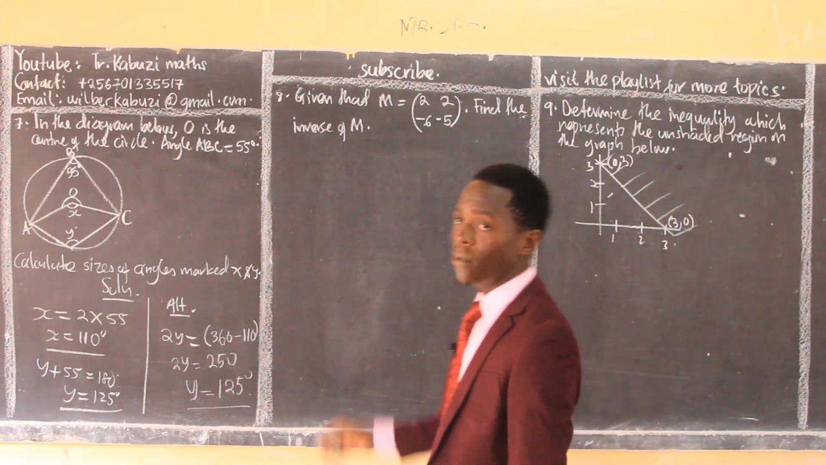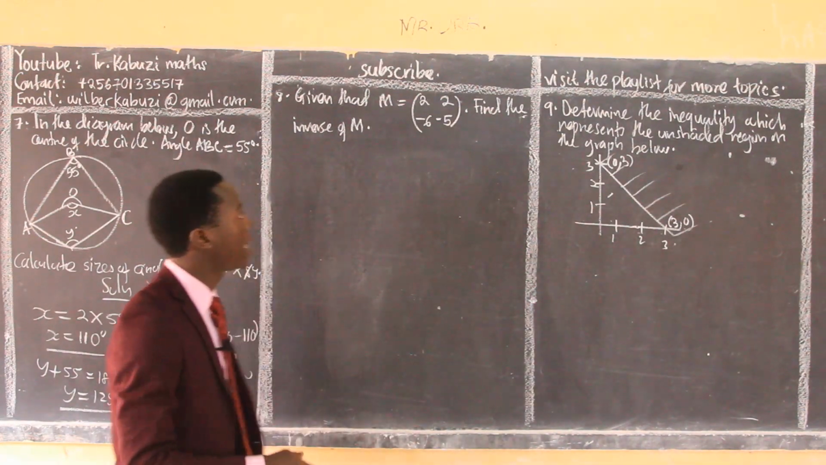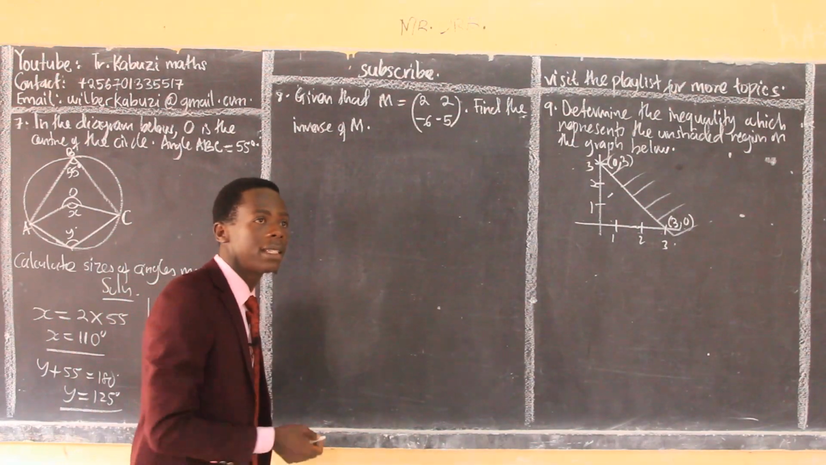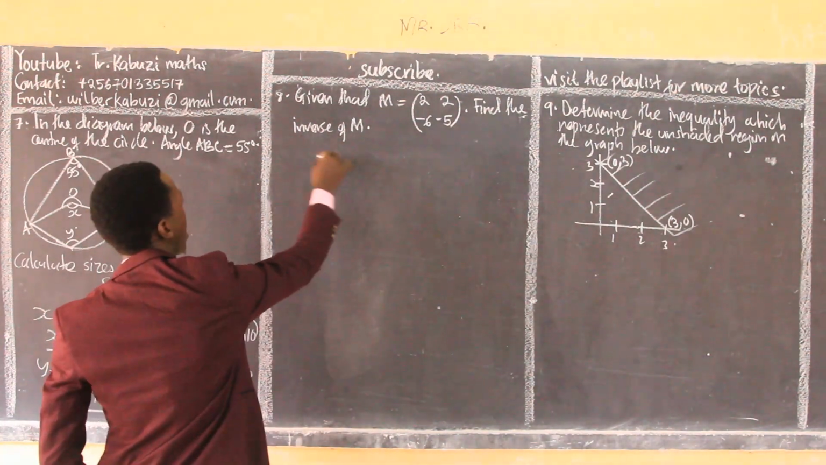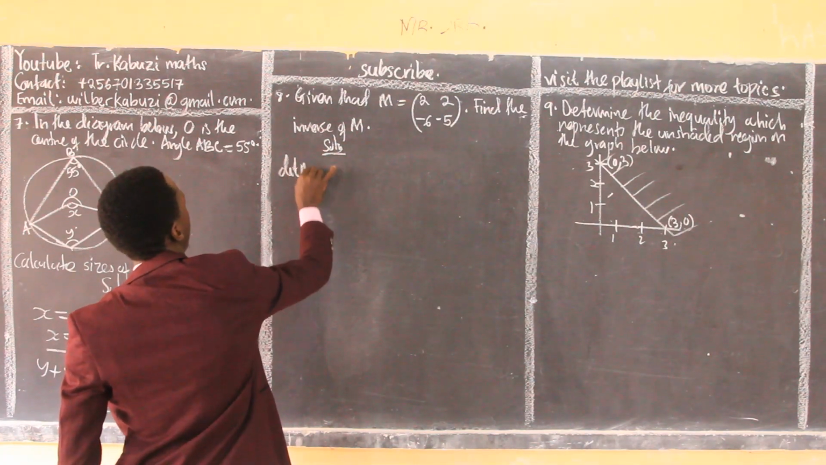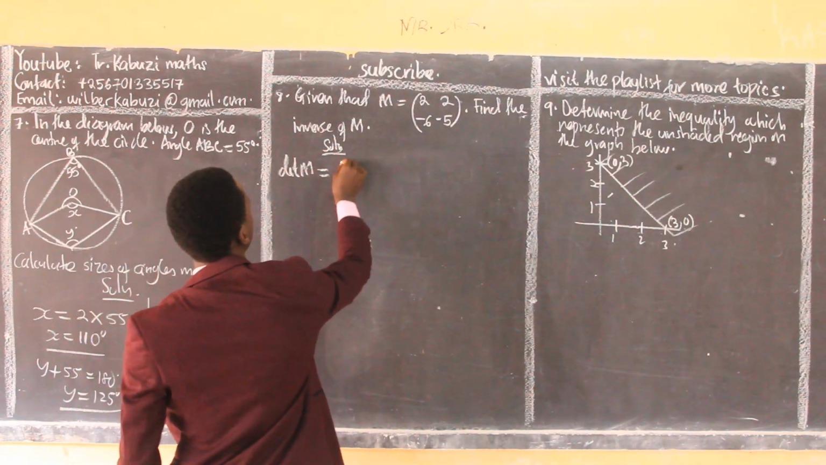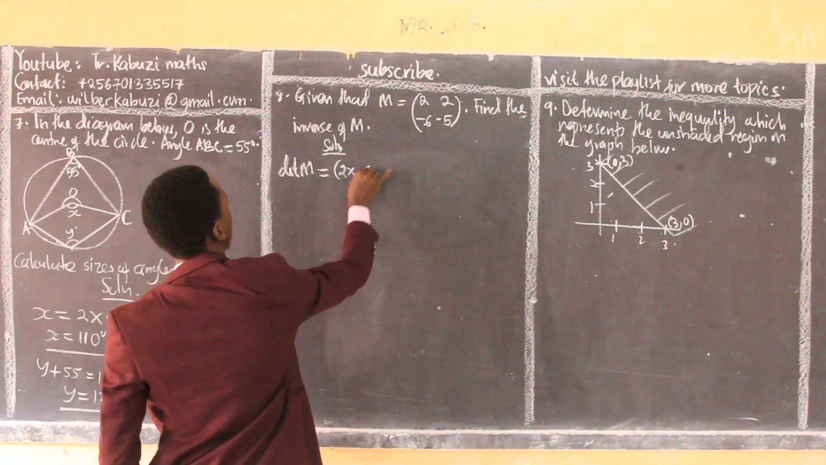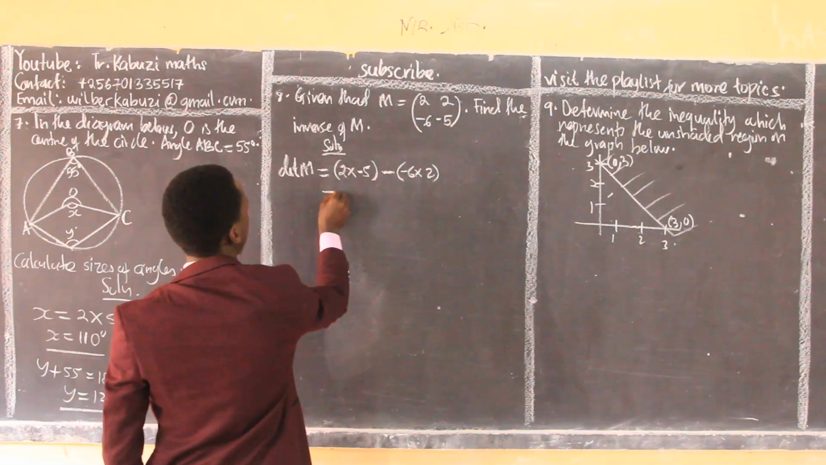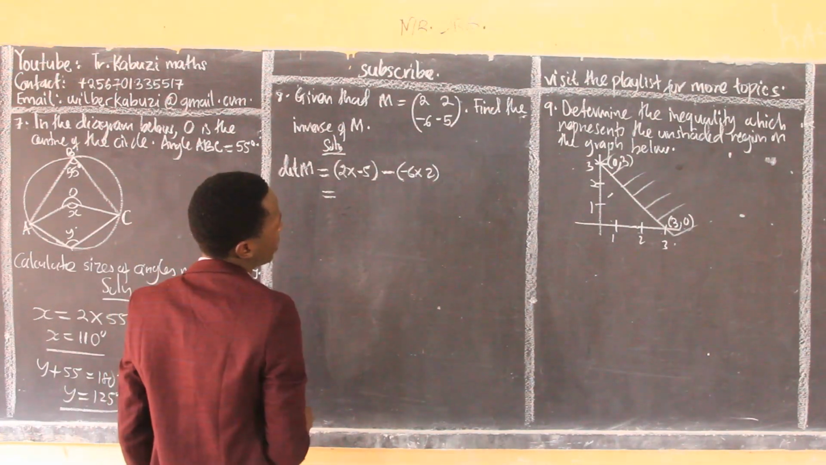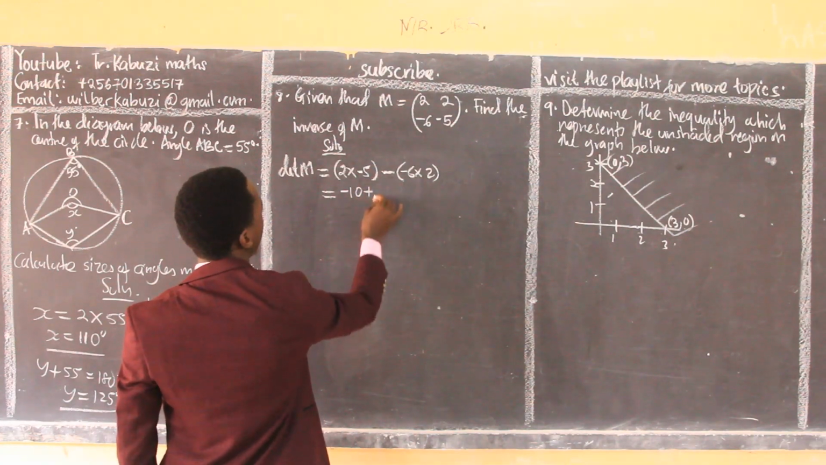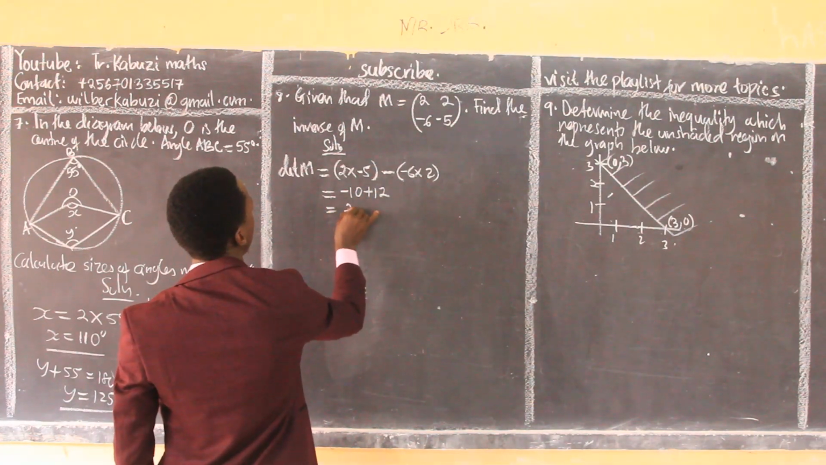Okay, now this one was coming from matrices, which was saying find the inverse of m. In order to get the inverse, we need the determinant and the adjoint. So in my solution, I get the determinant of m, and then minus, and this will be negative 10 plus 12, and so our determinant was 2.